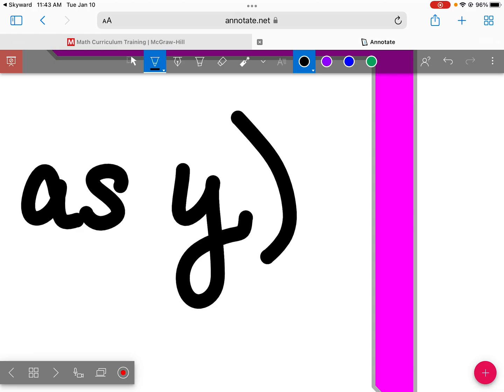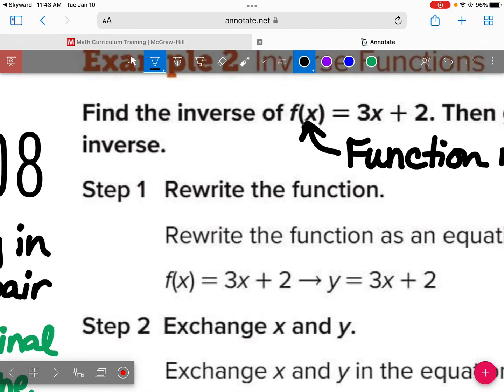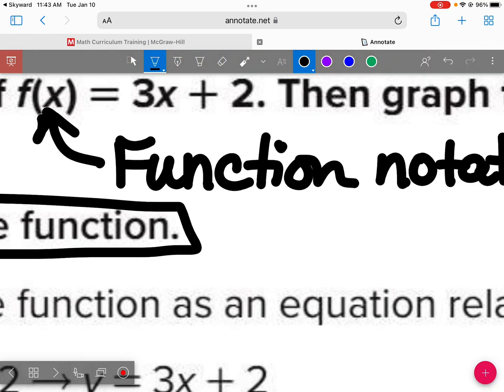So when they give me an equation that has function notation in it, I'm like, Ms. Bolt said to switch x and y. There's not a y in the equation, but they're using something else that means the same thing as y. So the very first thing we are going to do is take that out and replace it with a y. So rewrite the function, replace f of x with y.